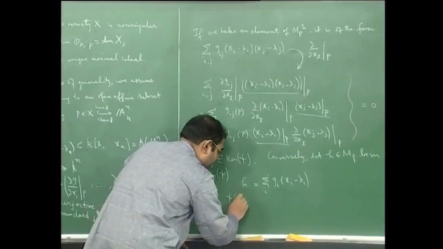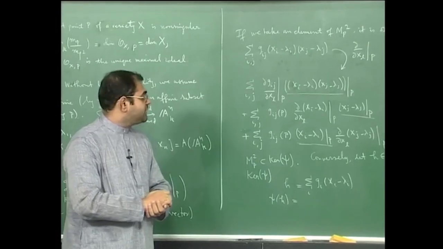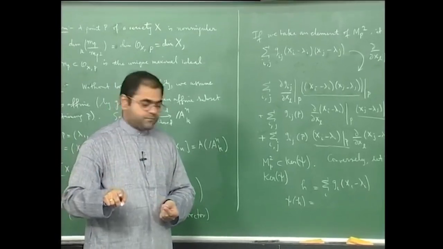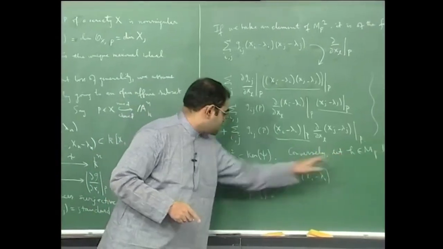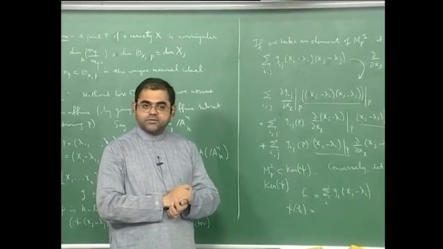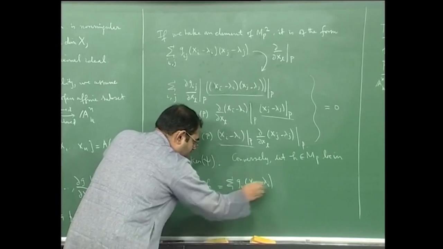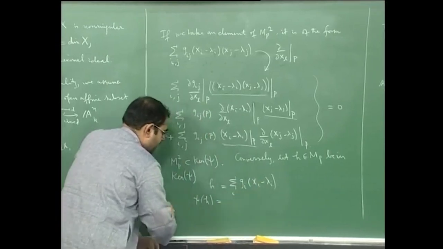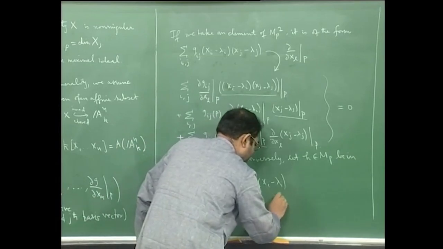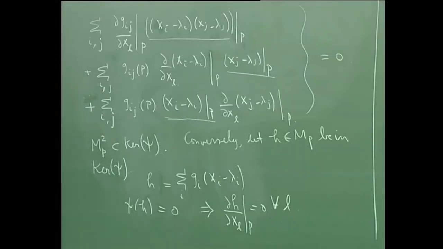So what is psi of H? I have to partially differentiate this with respect to each variable and then substitute the point P, then I should get 0. That is what it means to say that H is in the kernel of psi. I am trying to show that kernel psi is also contained in MP squared, so that kernel psi is equal to MP squared. So dou H by dou XL at P is 0 for all L, this is what it means.